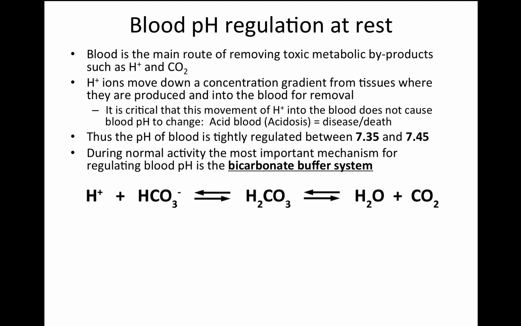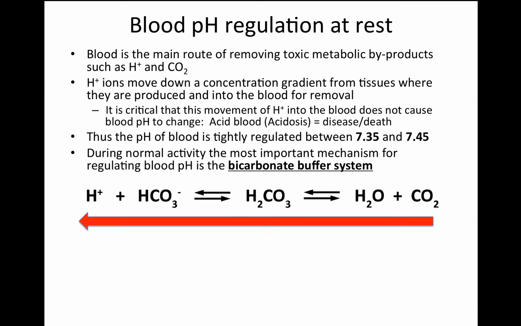Please note that this equilibrium reaction can also work in the opposite direction if blood pH becomes too basic and rises above pH 7.45. Carbonic acid unbinds hydrogen ions, allowing hydrogen ion concentrations to rise, which brings blood pH back to within the normal range.